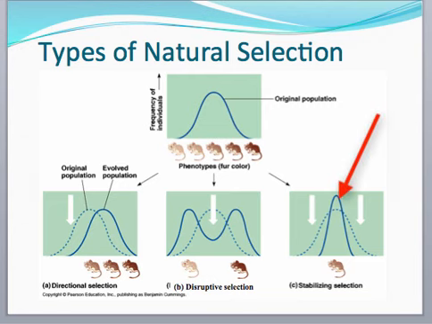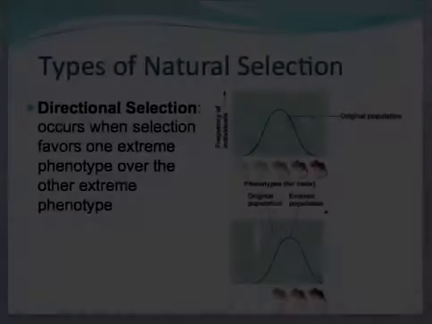Stabilizing selection is when you go to stabilize something. So you're putting pressure to squeeze the curve to the middle. So you don't end up with extreme phenotypes. You end up with intermediate fur color, like a medium fur color phenotype.